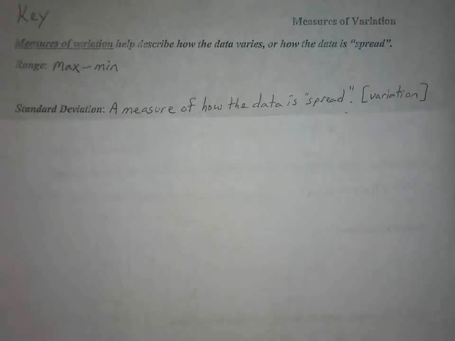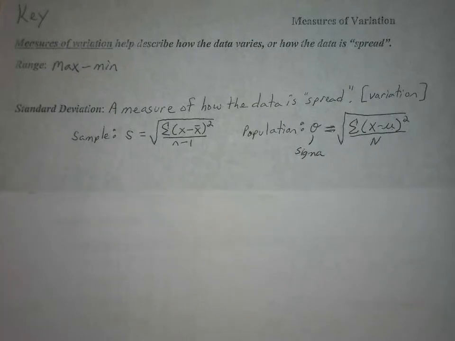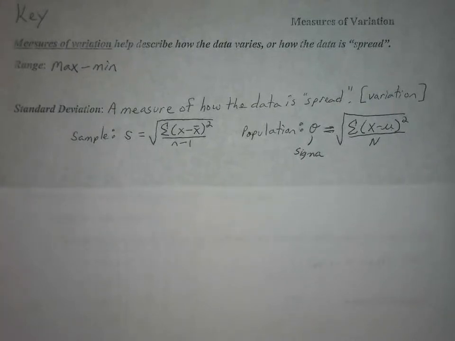Okay, the range is the maximum data value minus the minimum, which is pretty straightforward. The standard deviation is a little more difficult to understand because there's not a straightforward definition of it. But the standard deviation is a measure of how the data spread or the variation within your data set. There are two different formulas for it. One based on a population and another based on a sample.